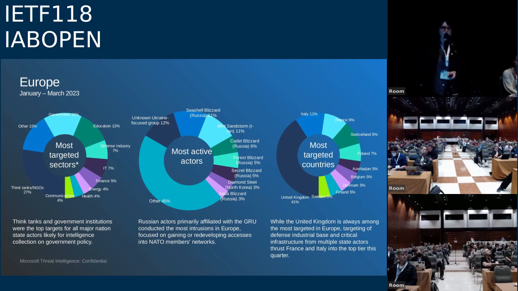But this is certainly what we saw back in January to March, and we're expecting the next one out in the beginning. You'll be able to see that we talk about most targeted sectors. This is one way of looking at this information. And this information, by the way, comes from what we call nation state notifications. These are the notifications that we will give to organizations who've been compromised by a nation state.